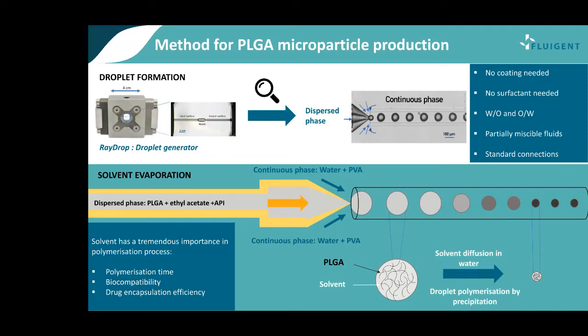So as you can see, the solvent has a tremendous importance here in the polymerization process because it can modify the polymerization time. It is directly in contact with the active pharmaceutical ingredient, so it has to be more biocompatible. That's why we use ethyl acetate. And it also affects the drug encapsulation efficiency.